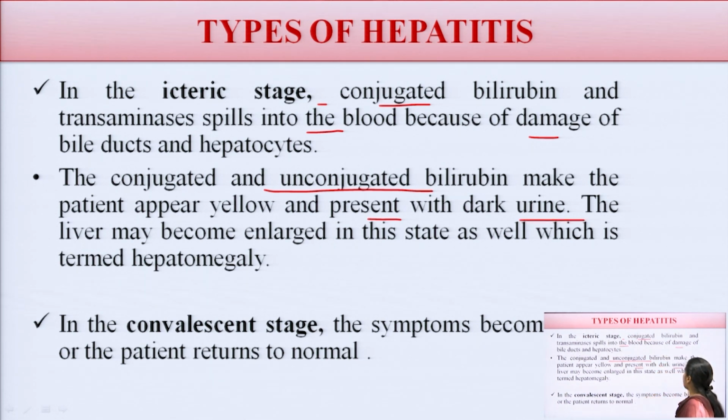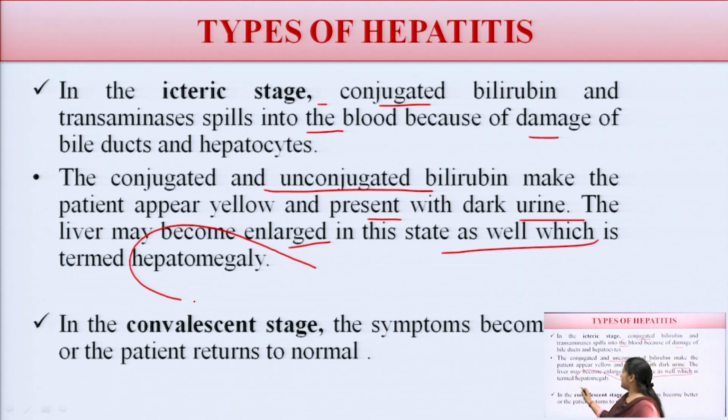There is the presence of dark urine, and the liver may become enlarged. This stage is known as hepatomegaly. Hepatomegaly means the liver cells get enlarged because of inflammation. So, that term is known as hepatomegaly. Megaly means large.